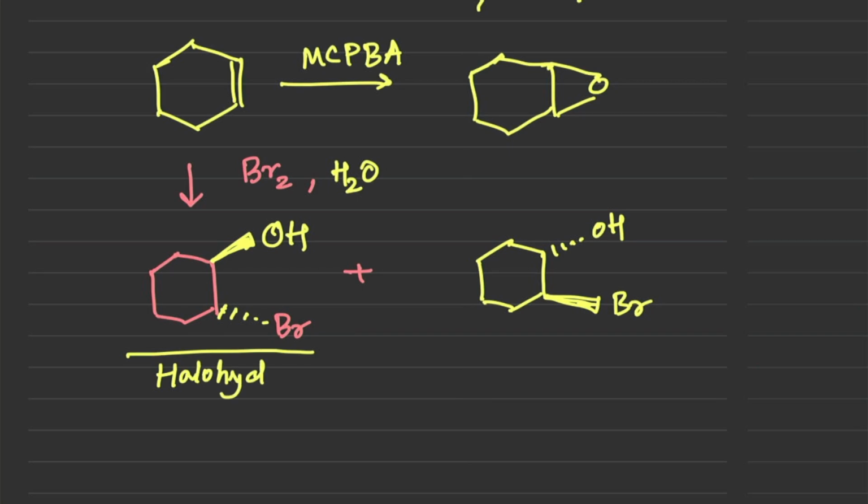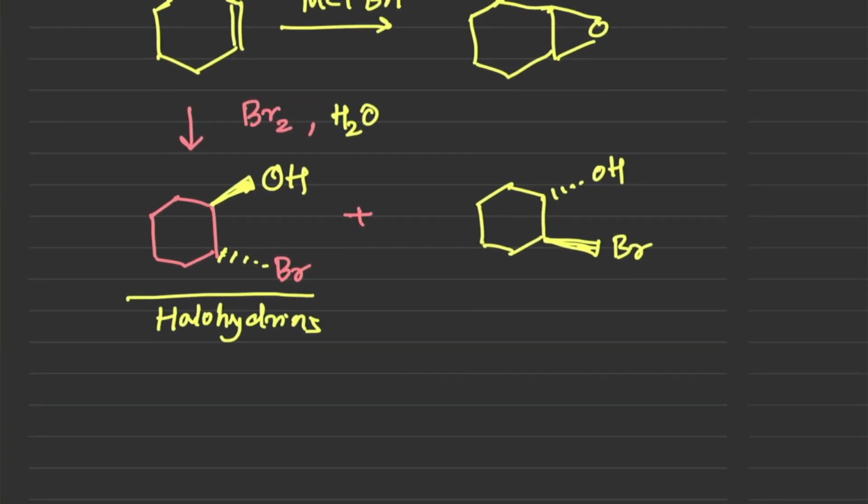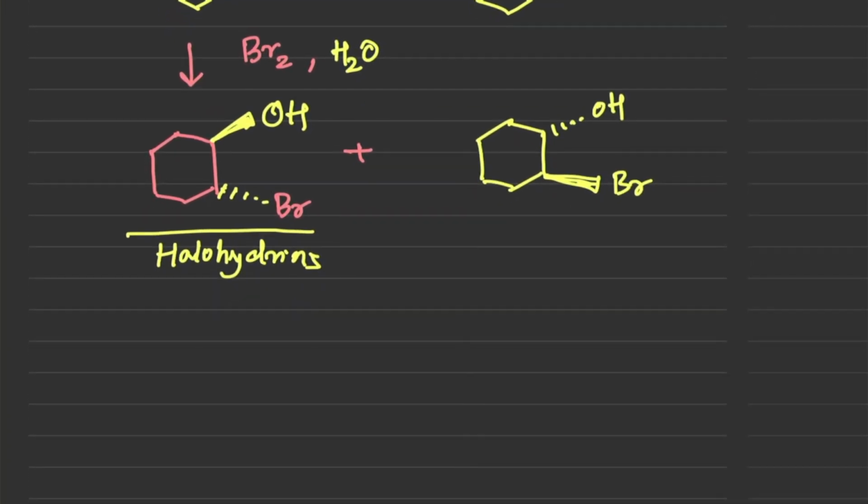Now why is this important? The reason I'm showing you this reaction is that there is an alternate way of making epoxides. This is a derivative of the Williamson ether synthesis reaction. Let's say I start with this molecule here.